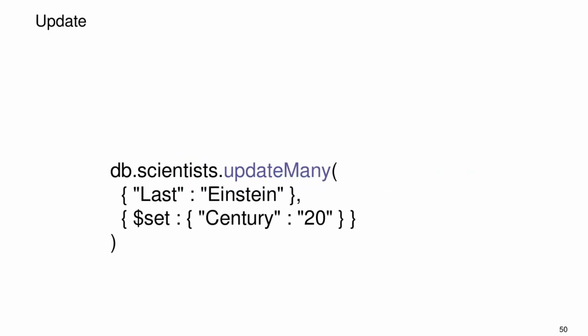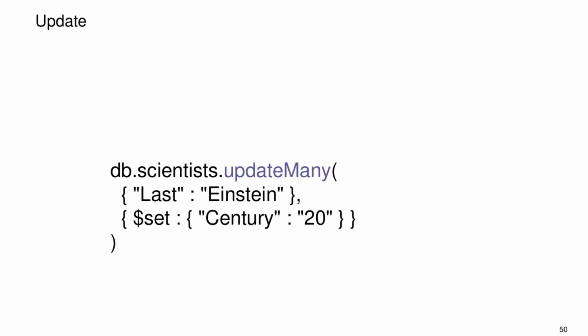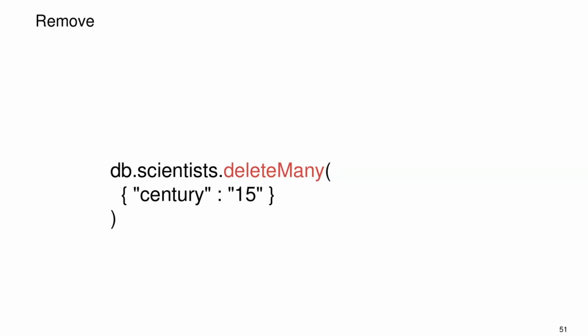So it's looking for the objects that have last equal to Einstein, and then it's going to set century to 20. Again, you cannot guess that syntax. That is a design choice of the API. The only way you can know that is look at the documentation. Right? So this is the API. And it might even be different in Python than in JavaScript. And delete is going to just remove from the collection the documents that match this. Delete many, so it's going to delete them all, right?